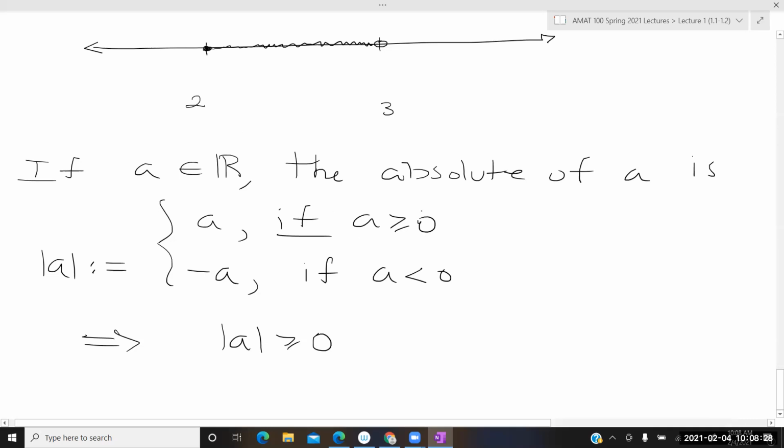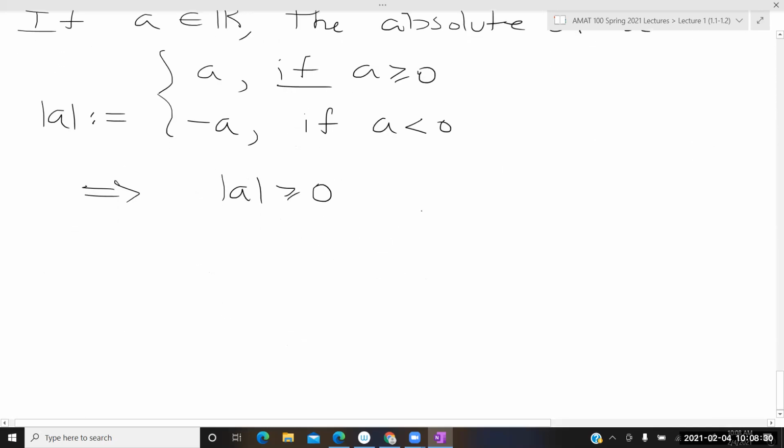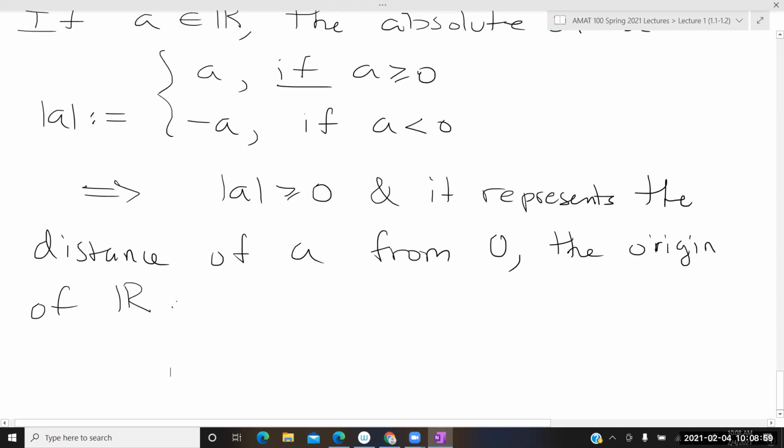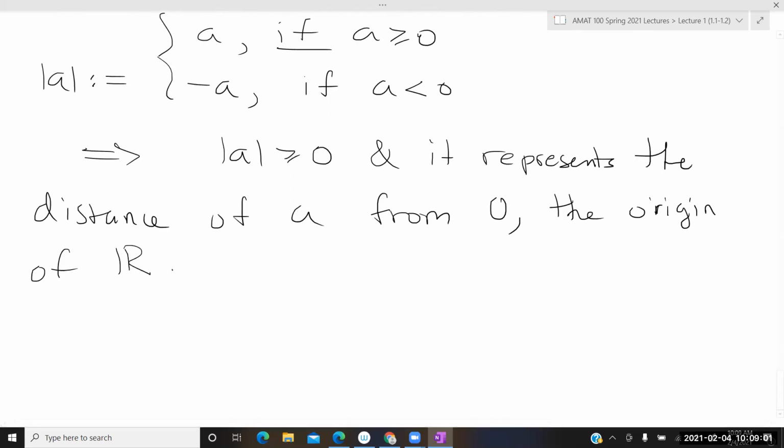You can go through the definition. It's pretty clear from the definition that that's the case. And what it represents is the distance of A from 0, the origin. So 0 is our distinguished point. It's the origin of R, the real line. And from this, we can define a distance. We get a so-called distance function.